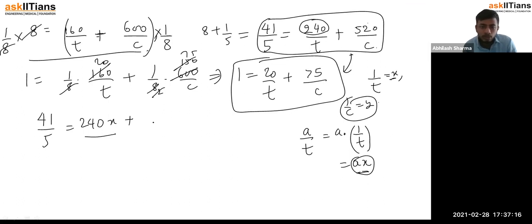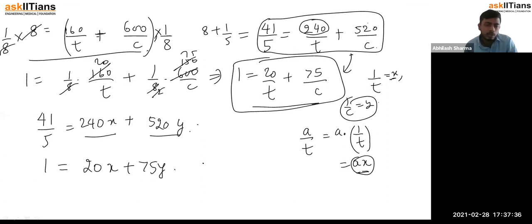Similarly, 520 upon c can be written as 520 into 1 by c, which will become 520y, because 1 by c is y, correct? This equation, what does it become? 1 is equal to 20 into 1 by t, so it will become 20x plus 75y. That's what we are getting. Now we can just solve them for x and y. So one of the ways can be just eliminating x maybe. So let us say I multiply both sides by how much? 12. Let's say I multiply here.